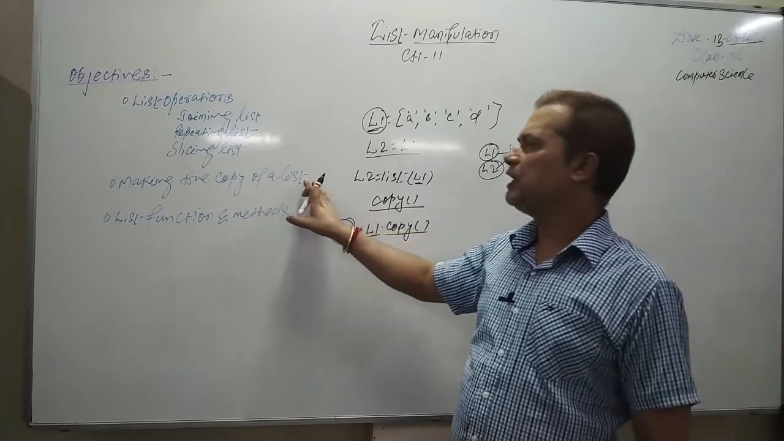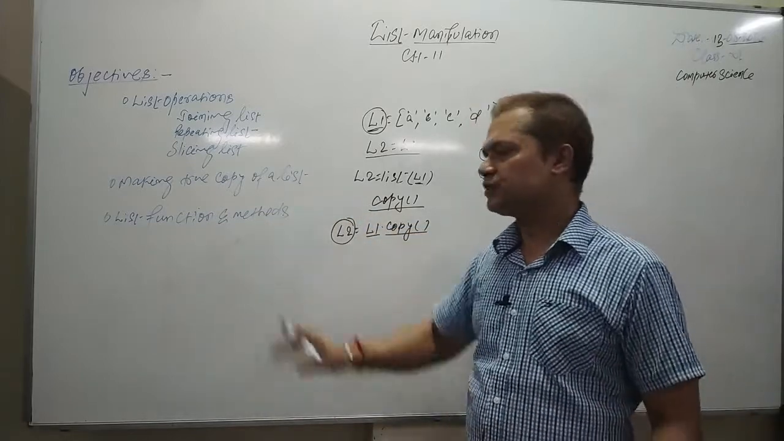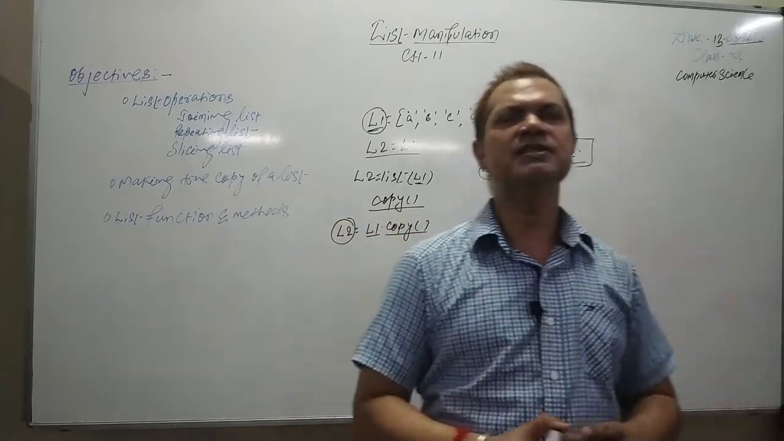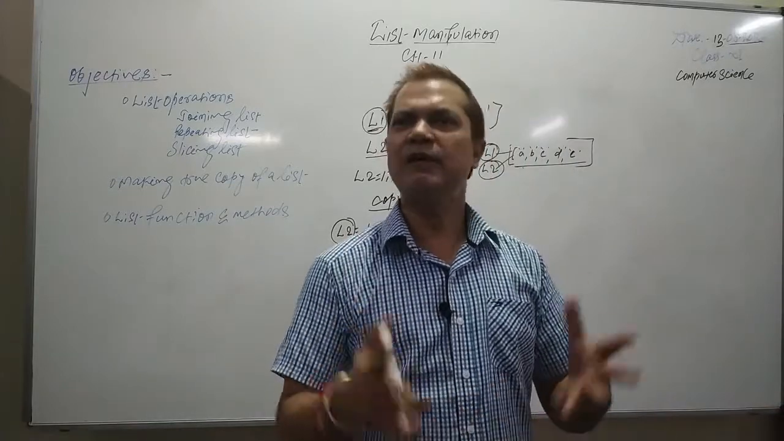This is how making a true copy of the list. Now come to the list functions and methods. There are different methods that help us to manipulate the list. We'll see them one by one.